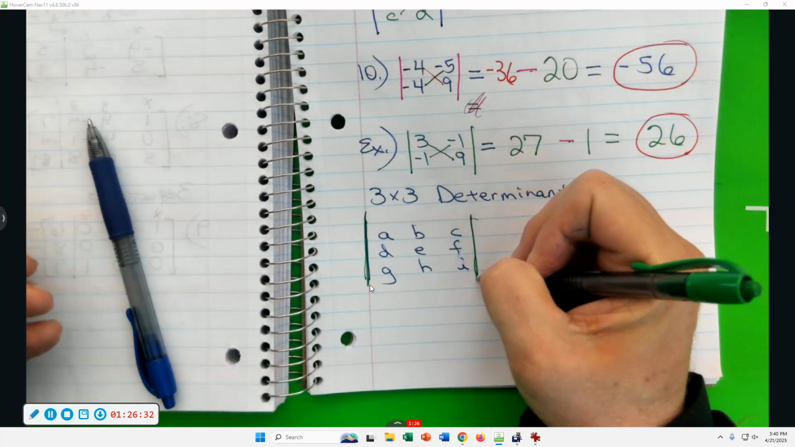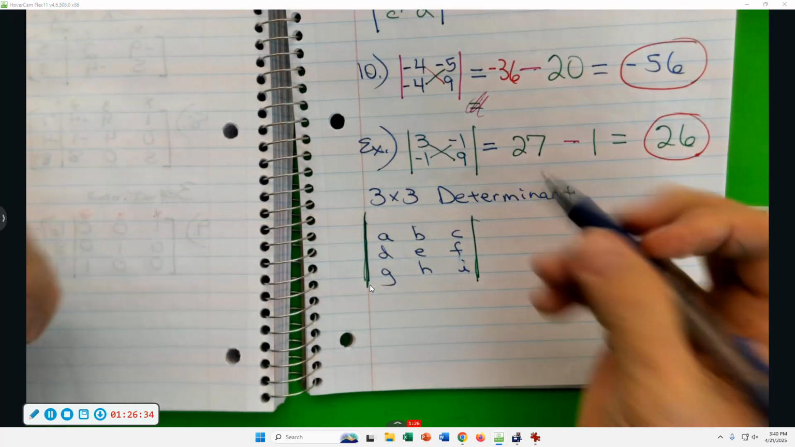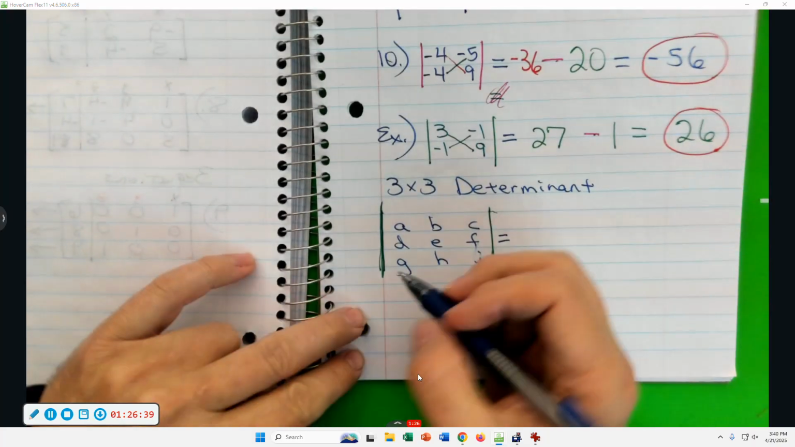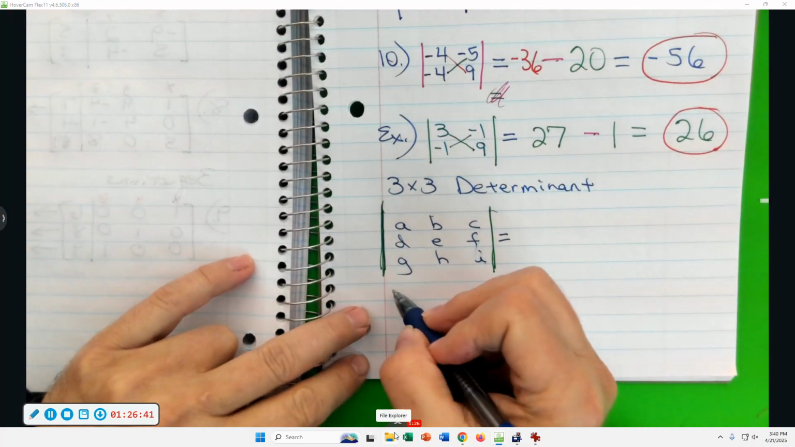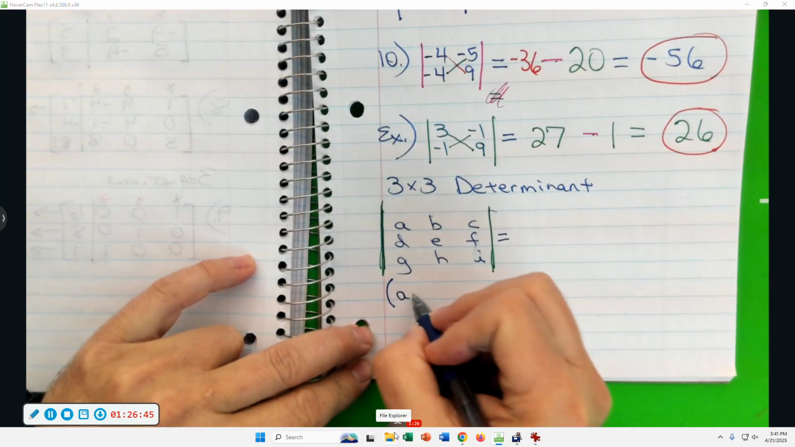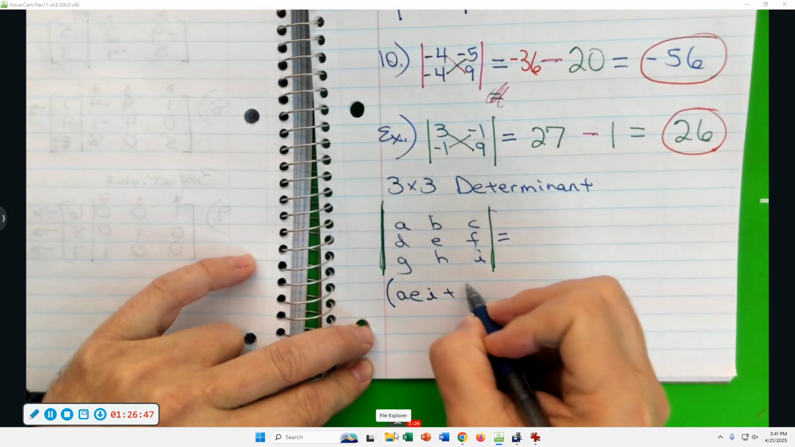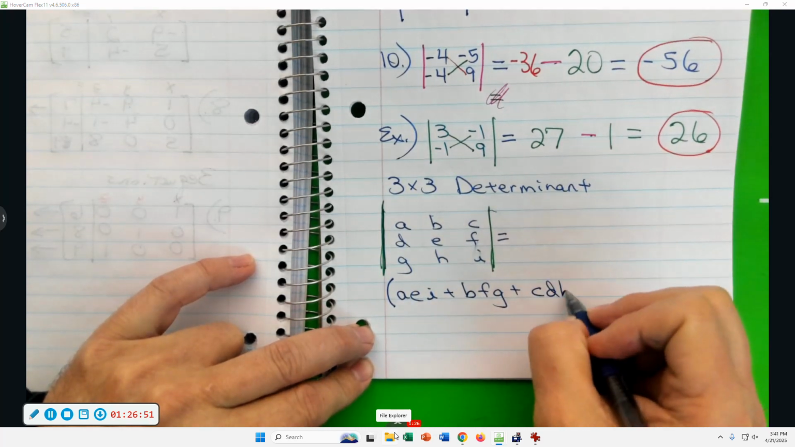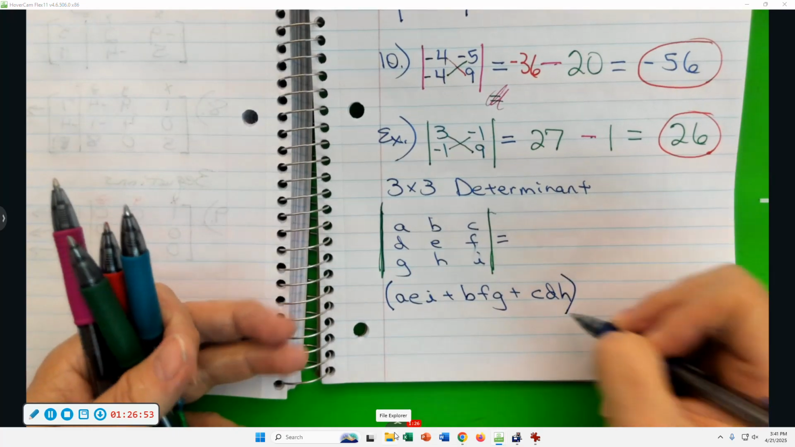Let's see if y'all can see. Here we go. I would start writing it out right down here. Left parentheses: A times E times I plus B times F times G plus C times D times H. Close the parentheses.